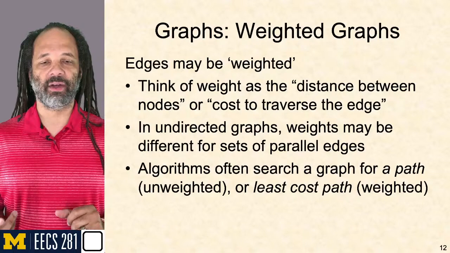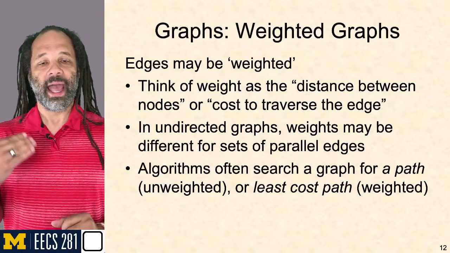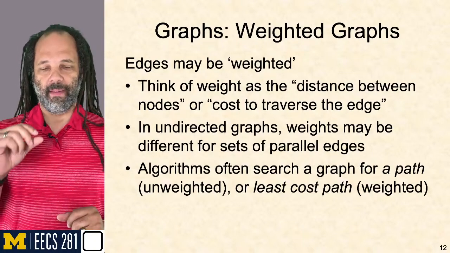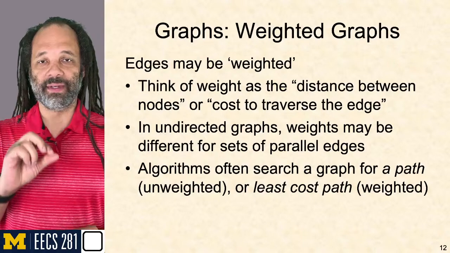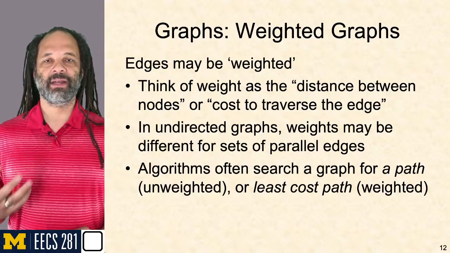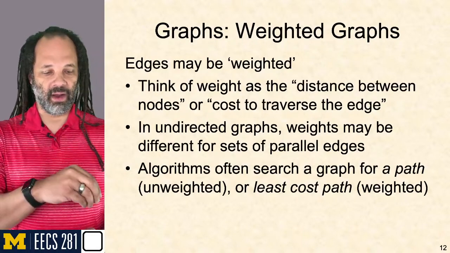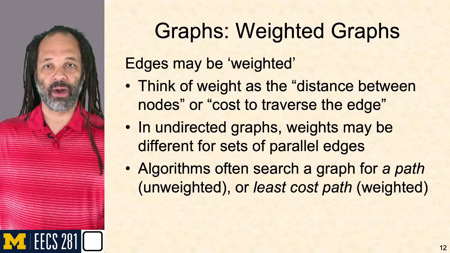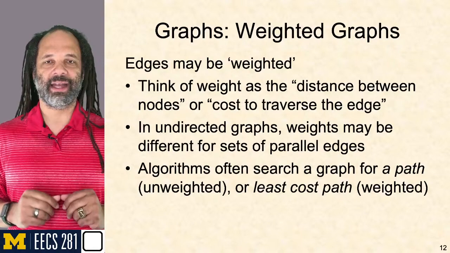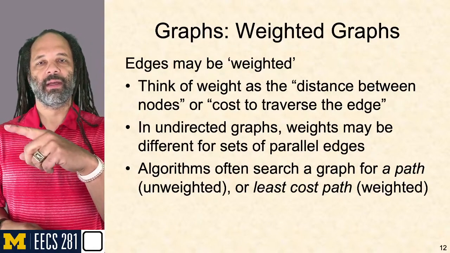If I've got undirected graphs, I can have parallel edges. Remember, we said we can have parallel edges, and it's possible to have multiple parallel edges with different weights. And how you might think of this is, how many different ways do I travel to get to work? I start at home, I end up at work. There's my two nodes, but what about the edge that connects them? Do I take the highway? Do I take the surface roads?